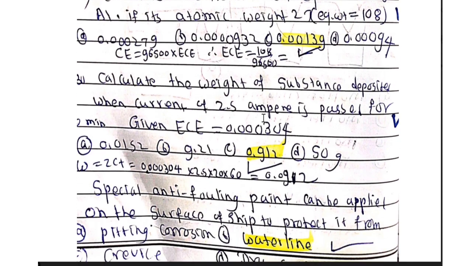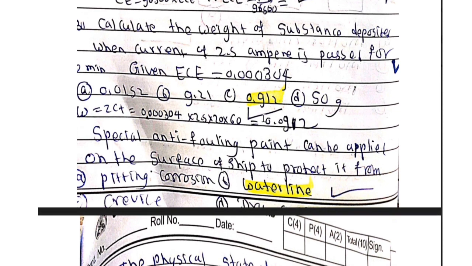0.00139. Calculate weight of substance deposited when current of 2.5 ampere is passed for 2 minutes. Given ECE 0.000304. Formula is given, W is equal to ZCT, and the answer is 0.912. It is the weight of substance deposited.